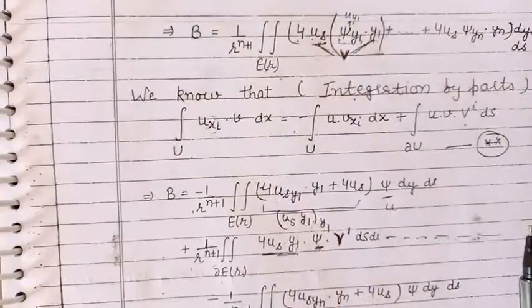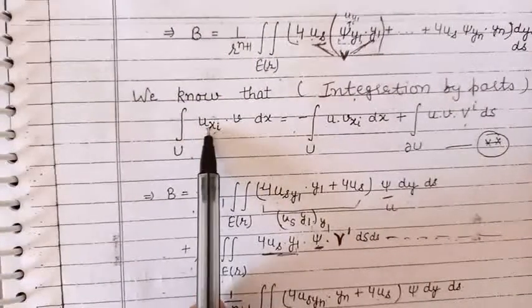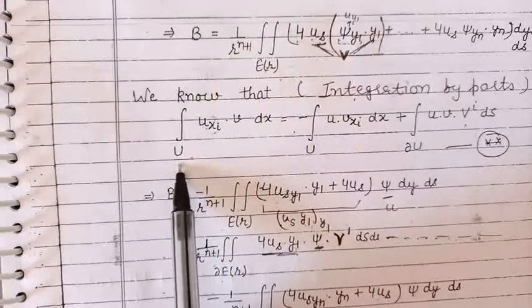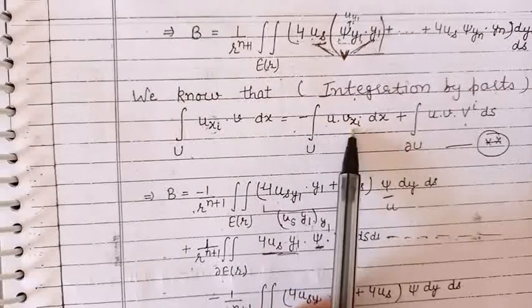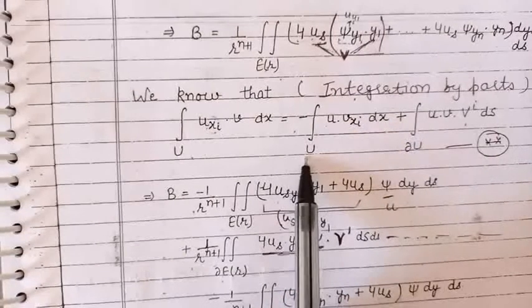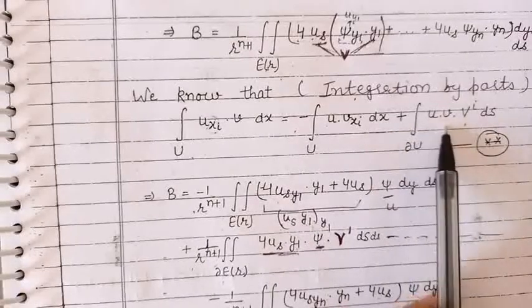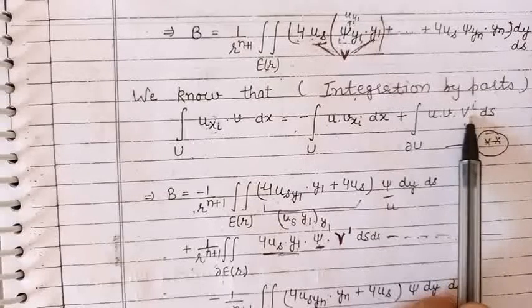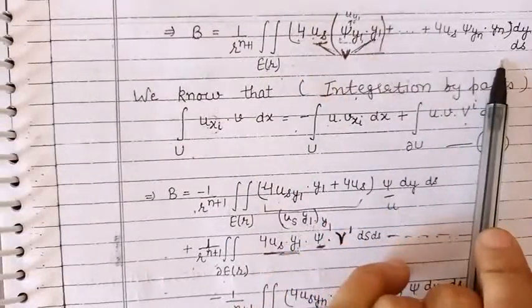Now according to the integration by parts formula, the integral of ∂u/∂xi into v over the set U is given by minus the integral of u into ∂v/∂xi over the set U, plus the integral over the boundary of U of u into v into ν i. Nu is the normal unit vector. Now we use this formula for each of these n integrals.